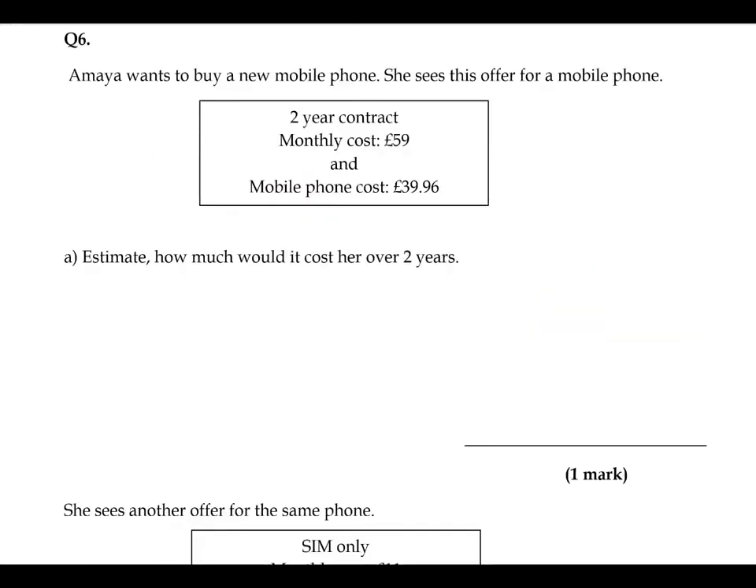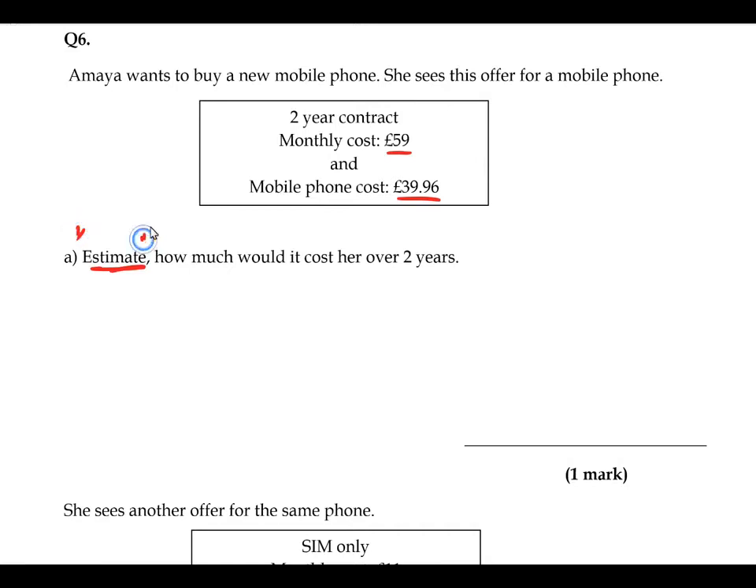Question 6. Amaya wants to buy a new mobile phone and she sees this offer for a mobile phone. The monthly cost is £59 and the mobile phone cost is £39.96. Estimate how much it would cost over 2 years.